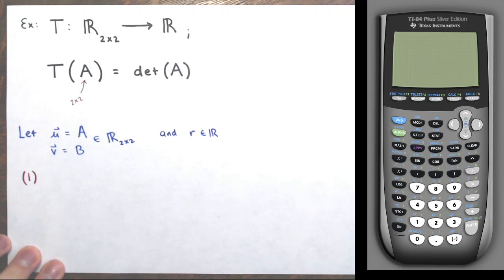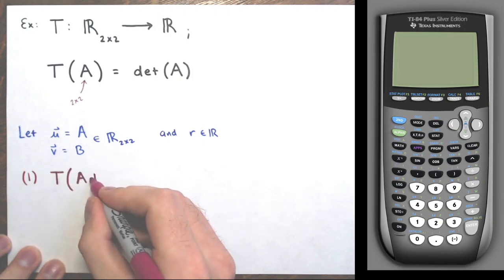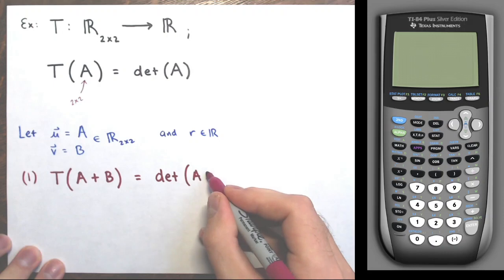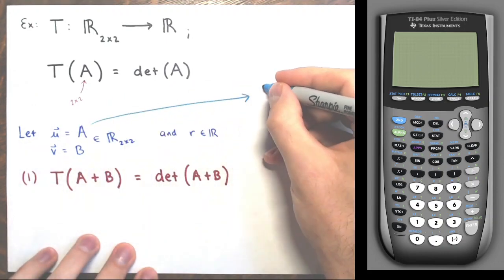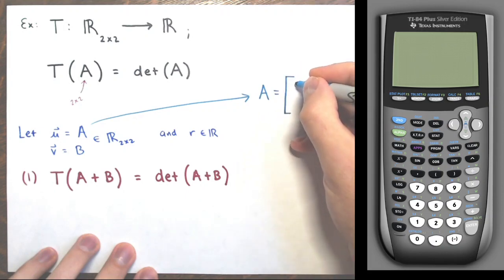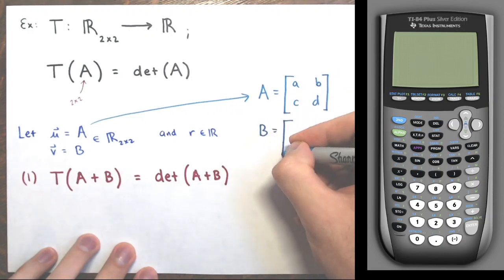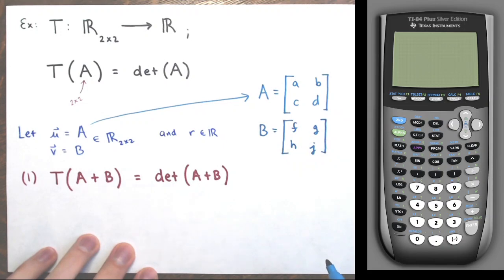So the value of T at A plus B would be the determinant of A plus B. Now, if you'd like, I could write this out. I just didn't want it to be too cluttered. So let's say A is the matrix with a, b, c, d as entries, and say B has f, g, h, and j. I don't like to use i either because people often confuse that with the imaginary number i, so I like to skip e and skip i a lot.